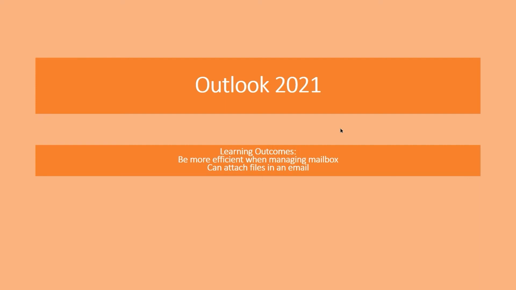So that completes the first part of Module 2, Outlook 2021. And just by way of review, at this point, you should be more efficient when managing your mailbox. You know how to do folders, search folders, how to flag messages, all of that stuff. And you can attach files in an email. Those were the two main learning outcomes. You got a lot more than that out of this segment.